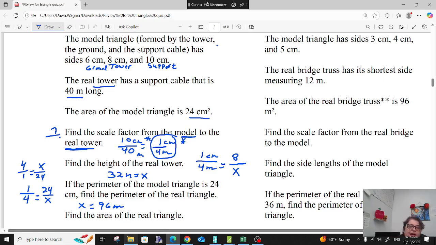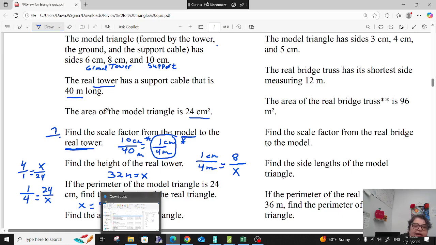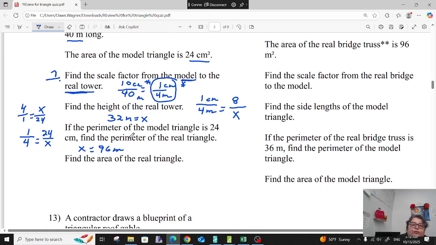Now, the problem is when we start talking about area, I can't just use the scale factor as is. What do I have to do to the scale factor if I'm discussing area? You have to square it. So you do 1/4 squared, which is 1 over 16.